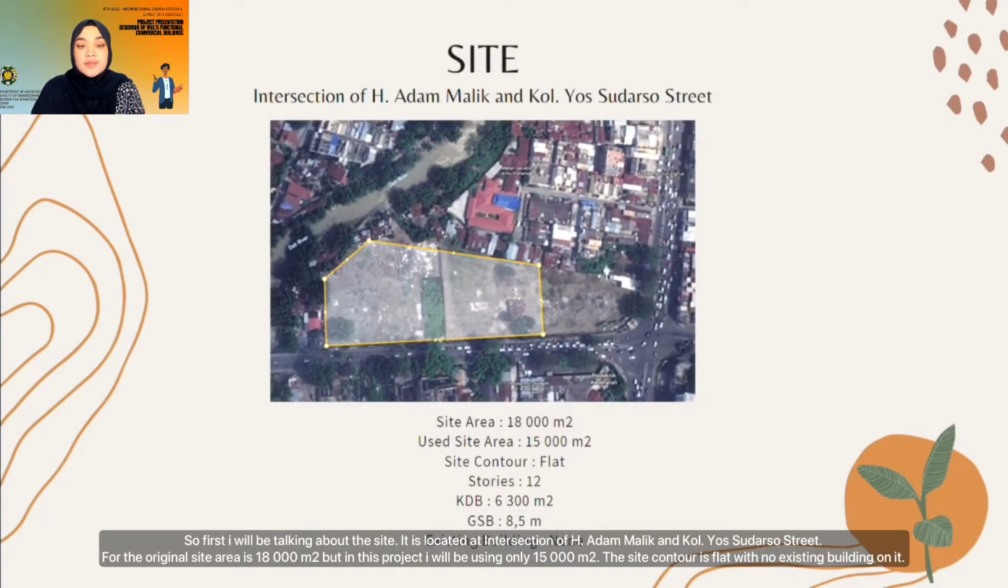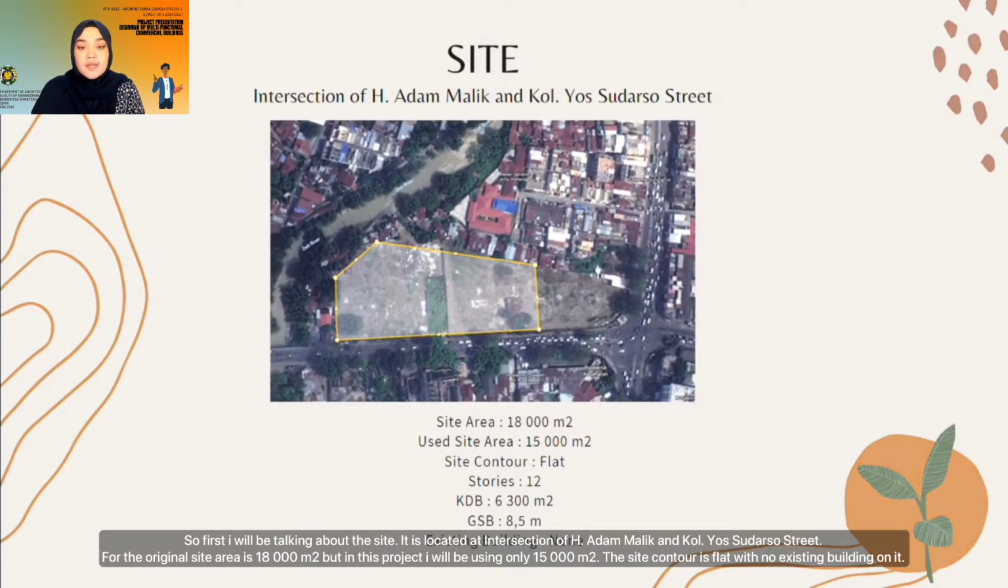So first, I will be talking about the site. It is located at the intersection of Adam Malik and Yosudarso Street. The original site area is 18,000 meters square, but in this project I will be using only 15,000 meters square. The site contour is flat with no existing building on it.